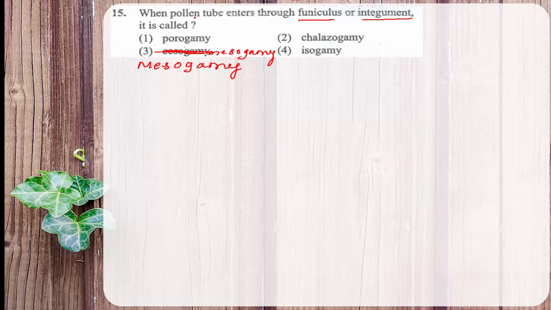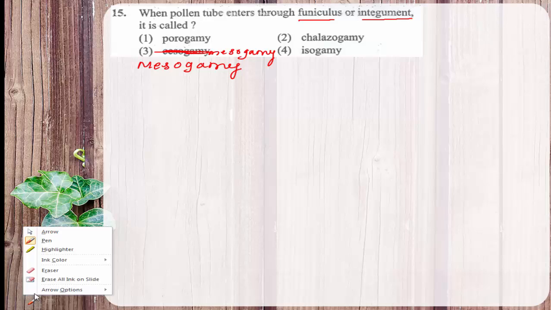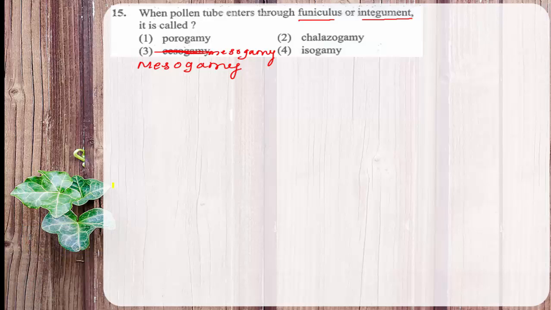When pollen tube enters through the micropyle, it is called porogamy. When pollen tube enters through the chalaza, it is called chalazogamy. Isogamy is an unrelated term, and isogamy refers to fusion between morphologically similar gametes. So which one is the right answer? When pollen tube enters through the funiculus or integument, it is called mesogamy.